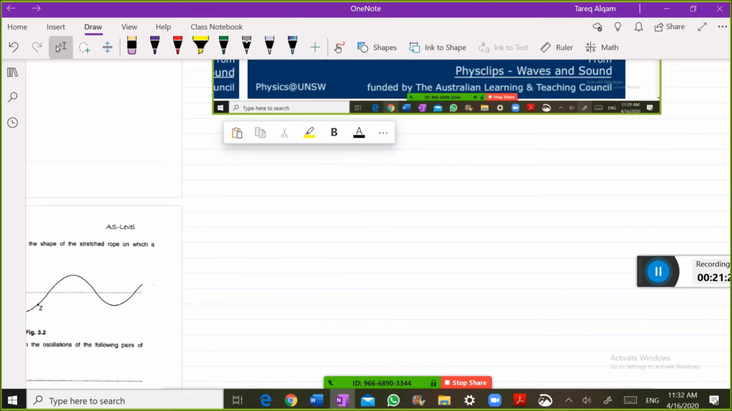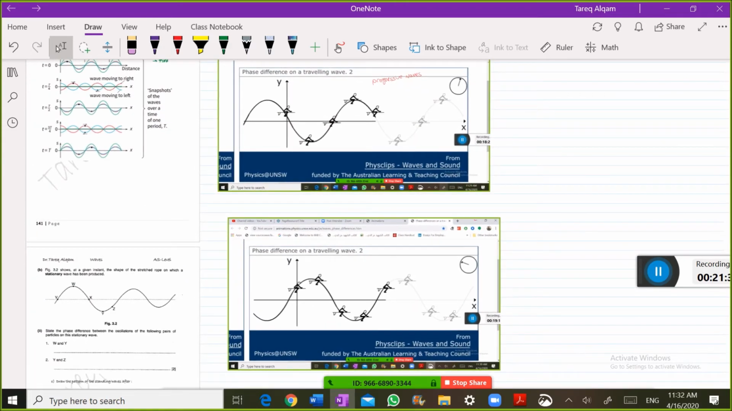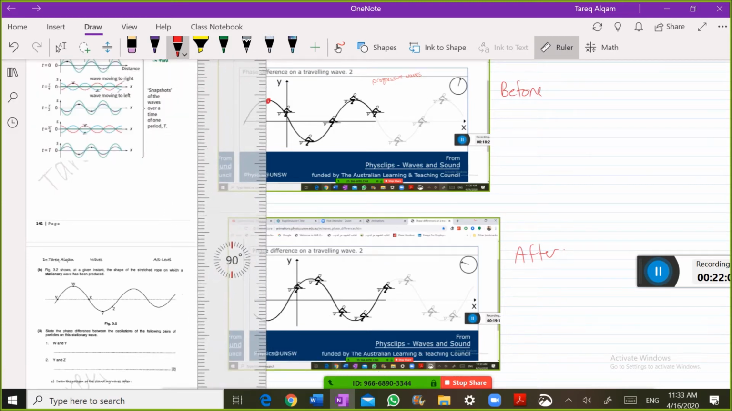Look at these moments. Guys, look to the disturbance. This is the moment before, or the moment after, no matter which is before, which is after. Let's consider this. Here the wave, look to this peak, or this disturbance. It was in this position, right? Then it moves where? To this position.